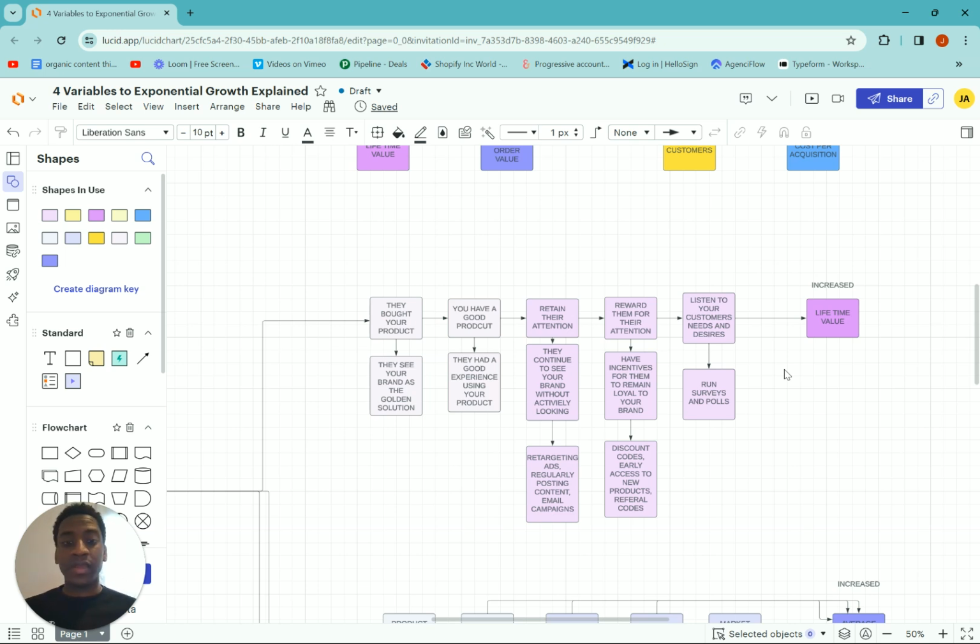Because at the end of the day, what matters is what the market wants. So if your customers want something else and you're not really providing it, even though you're retaining their attention, you have a good product, they might look somewhere else for that thing they think is missing. So doing all these things is a great way to increase the lifetime value of a customer because they'll spend more and they'll last longer as a customer.